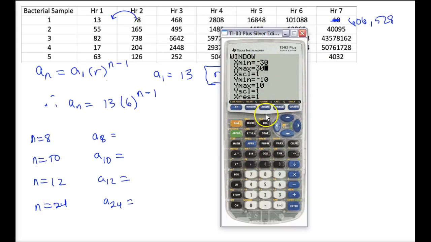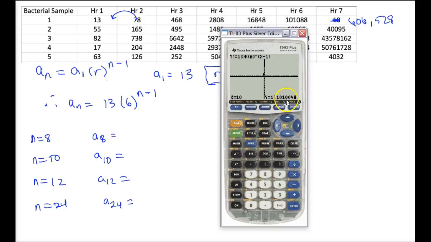So once that's done, then we go to second trace, and this is the calc feature, and here we pick value. And so now when x equals pops up, that's going to be our equivalent of n here. We just type in 8, figure out what the bacterial culture amount is, 10, 12, and then 24. Okay, so for 8, hit enter, we get this number here, which is 3,639,168. Then we do it again for 10, and we see now we have this number much larger.